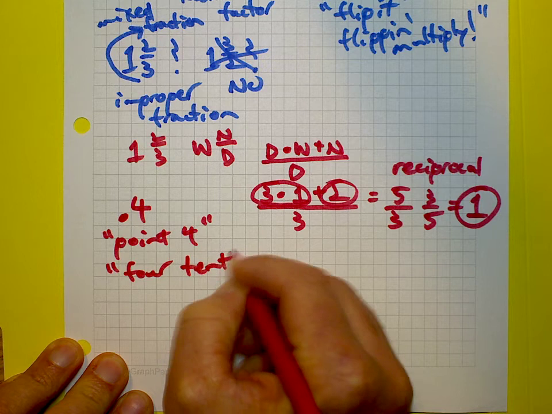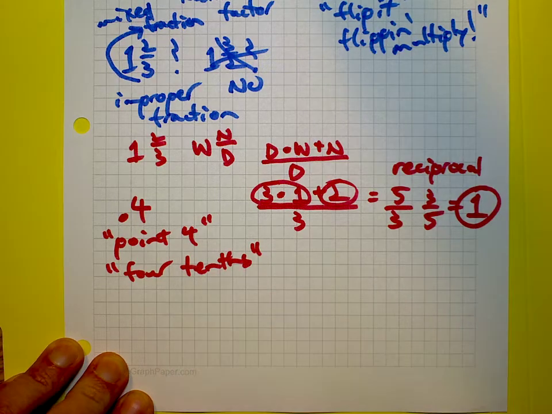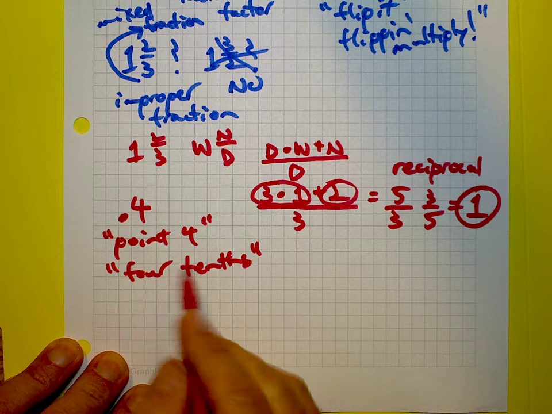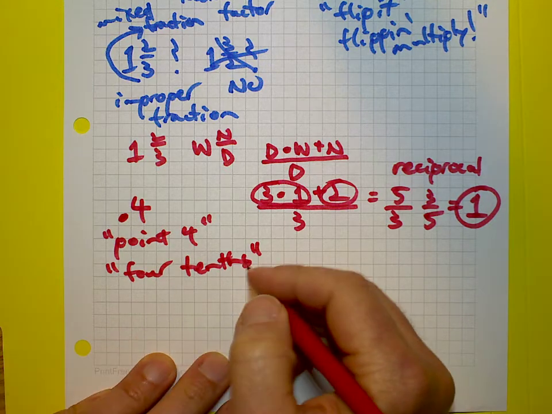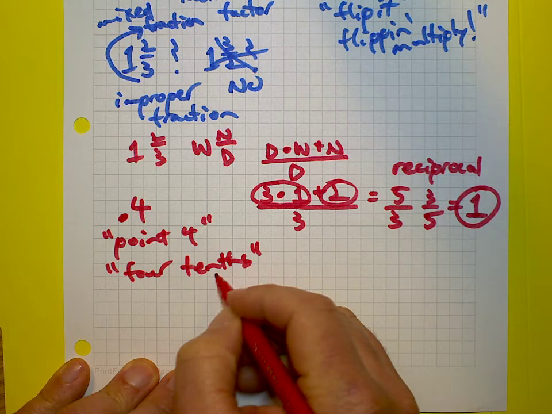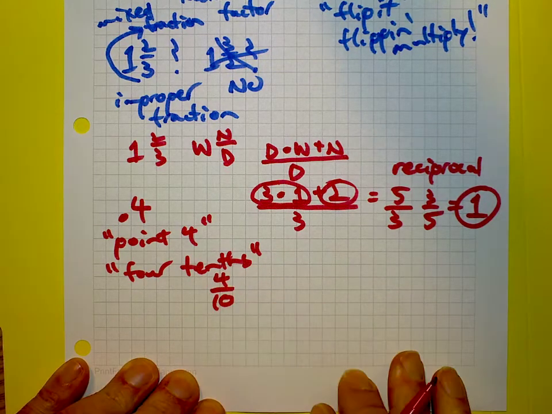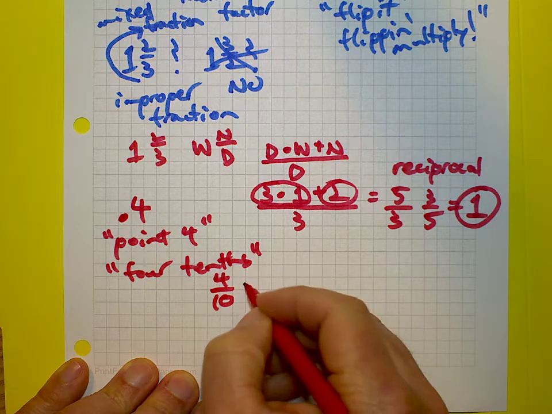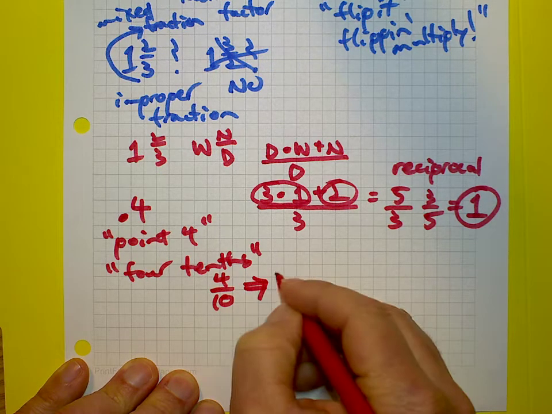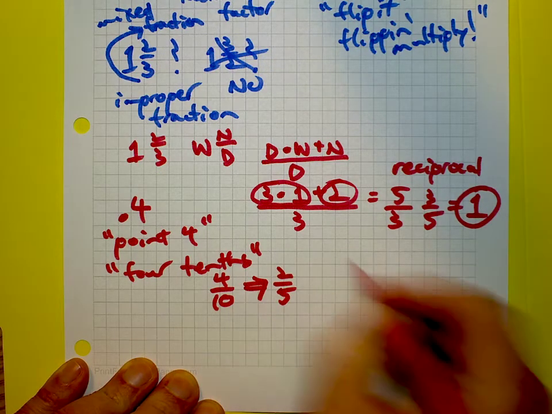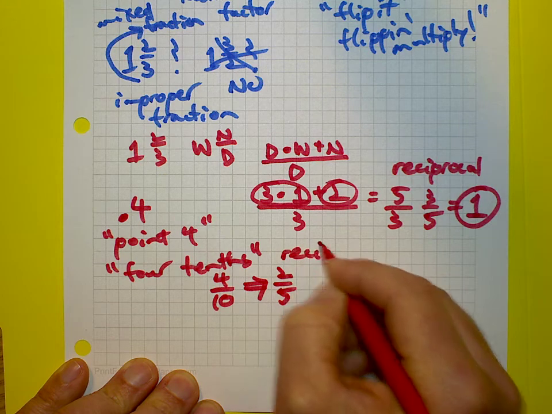4/10. And then you... Oh, geez, decline that call. Man, what's going on here? 4/10 should make you think of a fraction. And then you know what? You could simplify that, and then you can find the reciprocal.